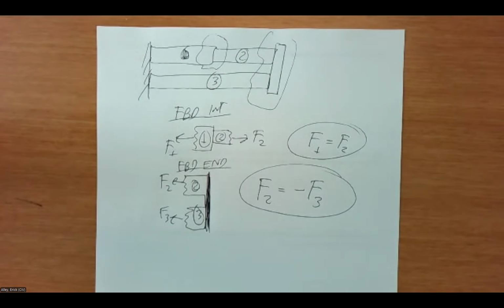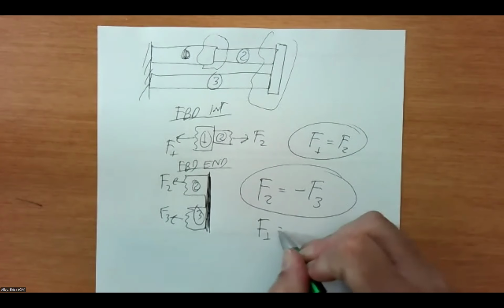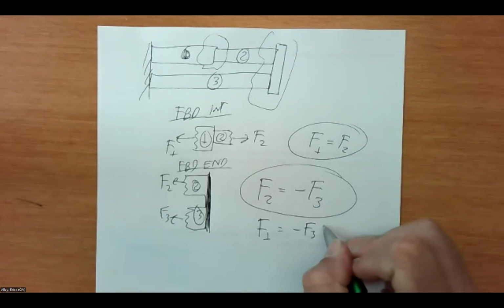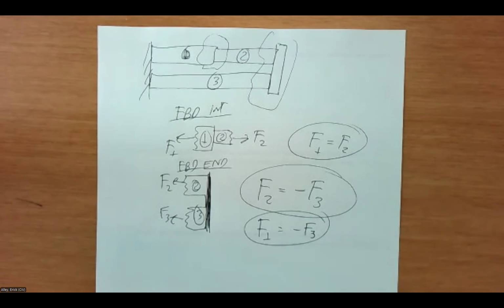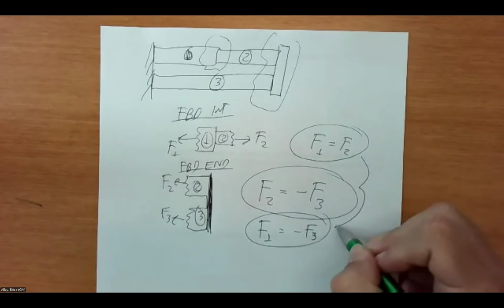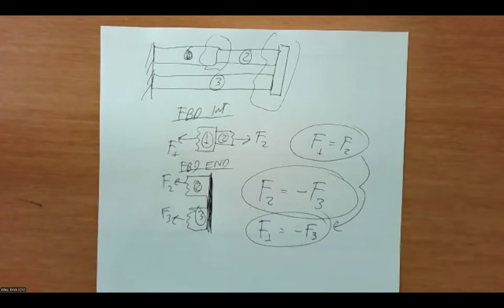So now I've got relationships between 2 and 3 and 1 and 2. Or I could also sub in and say that F1 equals minus F3, either one. But this is 2 separate equations that I have to work with. So I can hop down here, but I have 2 independent equations that I have to work with. That means I need one more.